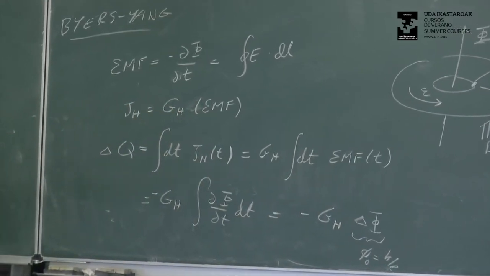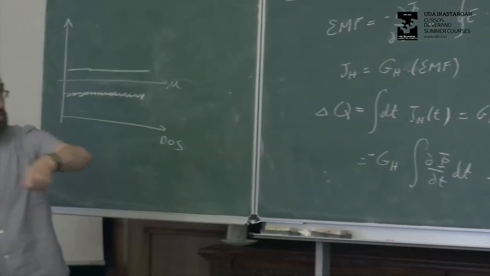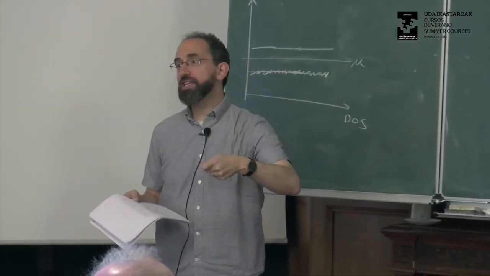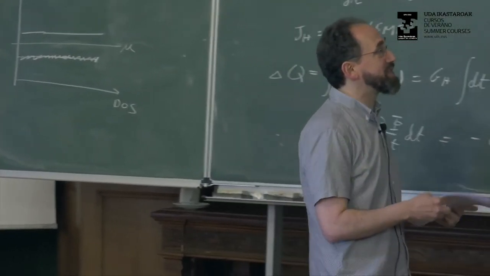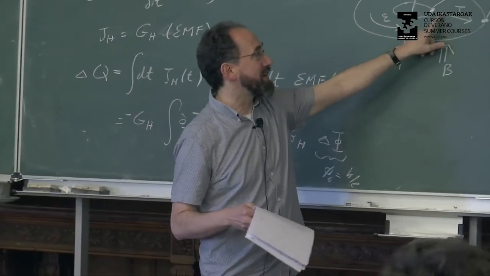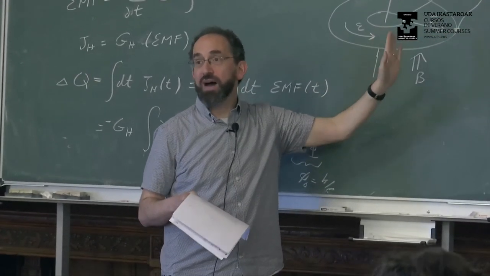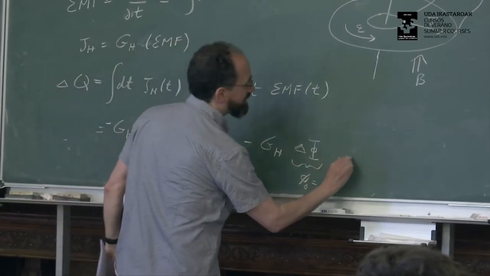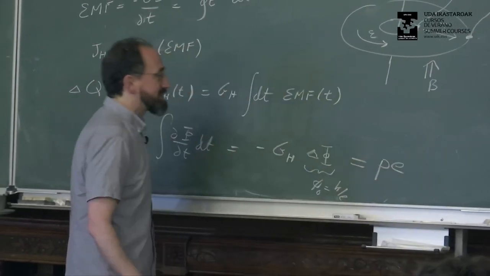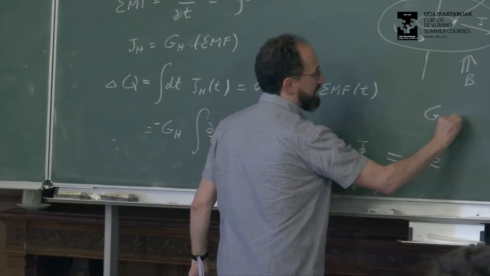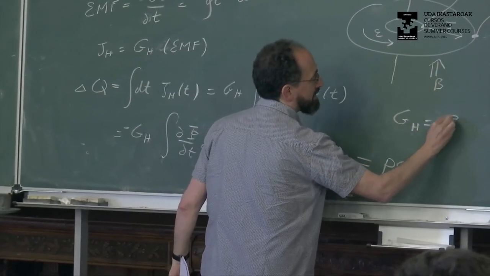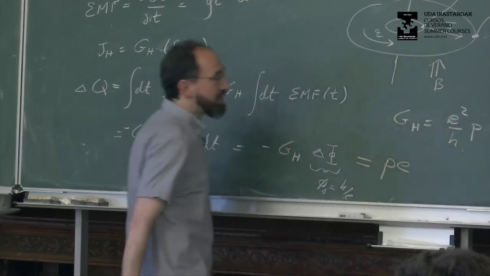Now the point is that we start in the ground state of the system, we adiabatically change until we get to exactly one flux. What we're guaranteed by the Byers and Yang theorem is that after adding one flux, you're back to exactly the same ground state. The only thing you possibly could have done in going from the ground state back to exactly the same ground state is you could have moved an integer number of electrons from the inside to the outside. It's the only thing that could possibly have happened from one reservoir to the other. So we'll set this now to an integer number of electrons, and then when we set this equal to this, we get G_H is e squared over h times p, where p is an integer.